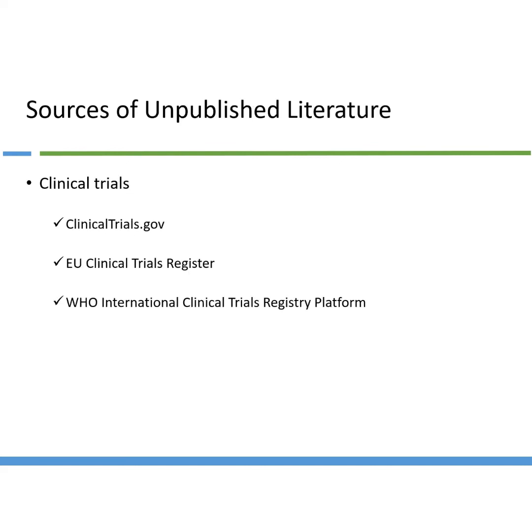Unpublished literature, you go to registries like clinicaltrials.gov or any registry for clinical trials, WHO, European Registry, Saudi FDA, and you can search the registered clinical trials and compare them to the published trials that you found and see if there's something that's registered and not published, and that's unpublished research.